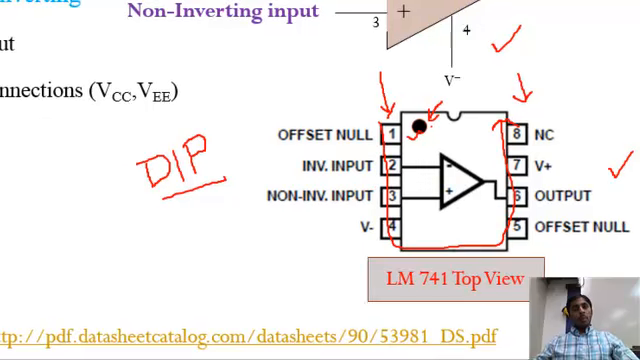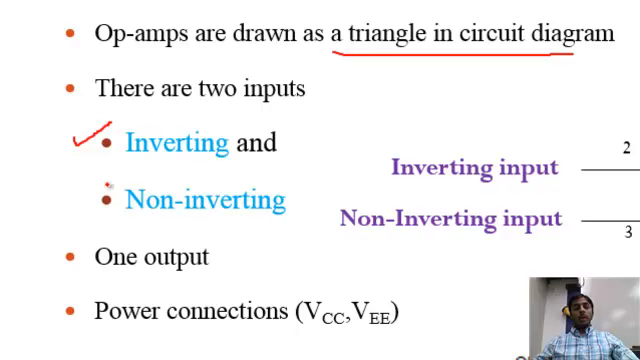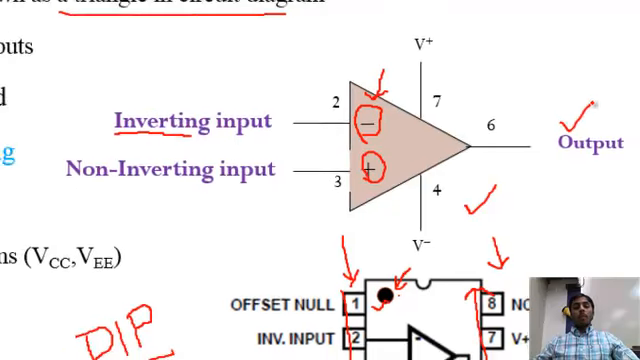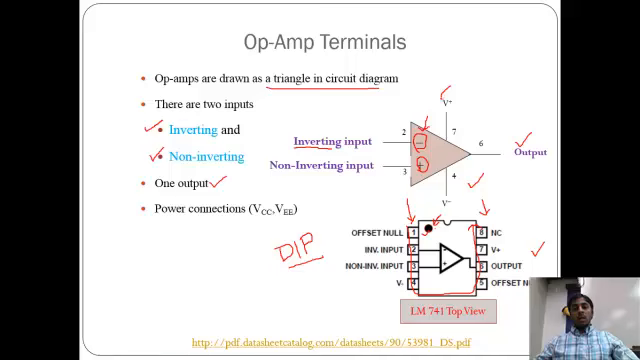So there are two inputs for an op-amp, which are called the inverting and the non-inverting inputs. As you can see, this is the inverting terminal, which is a negative terminal. The name itself specifies it's inverting. So that's why it's a negative terminal. And the other terminal of an op-amp is the non-inverting terminal, and that's positive. And there is one output for an op-amp and two power connections. This is a positive supply and this is a negative supply.